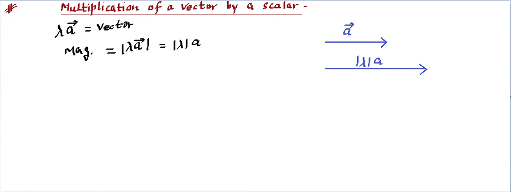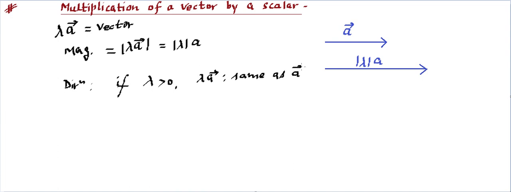As far as the direction is concerned, our direction will depend on lambda's sign, that is, the sign of the scalar quantity. If lambda is positive, then the lambda a vector will have the same direction as the a vector. That means in the picture I have shown, we can say with guarantee this lambda is a positive number. That's why the directions are the same.